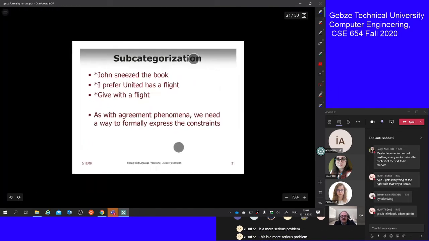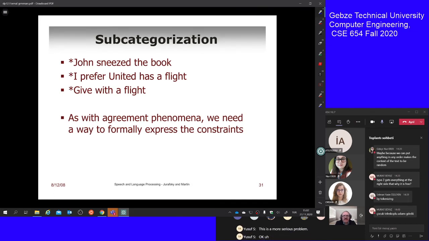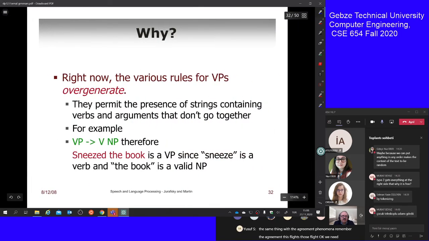As I said before, you cannot say John sneezed the book. You cannot say give with a flight. You cannot say I prefer United as a flight, etc. So the same thing with the agreement phenomena. Remember the agreement: these flights, those flight. We need a way to formally express the constraints. Our rules are too generic for now.